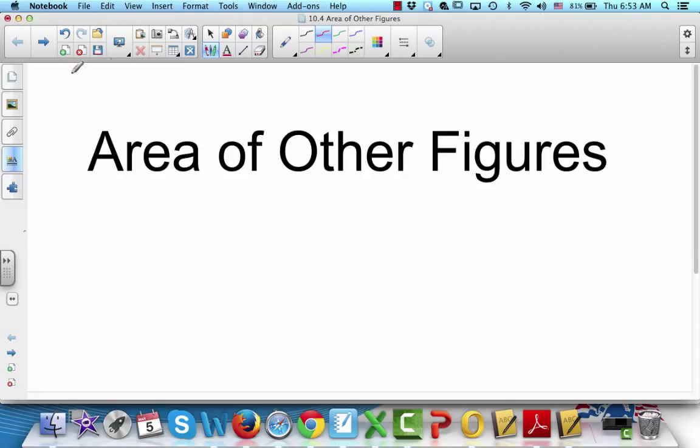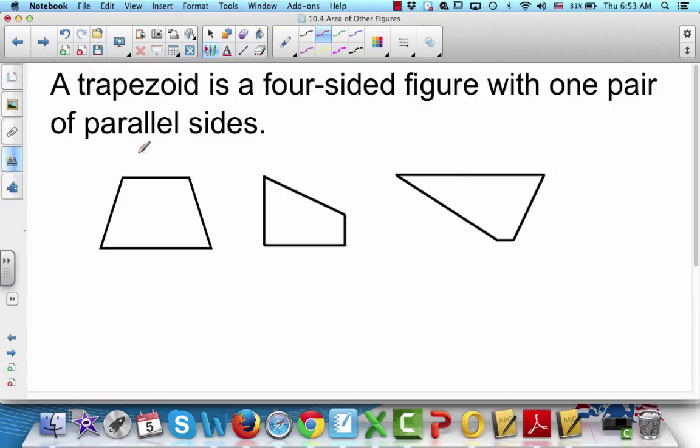Area of other figures. Okay, you've been doing parallelograms and rectangles and squares and triangles, and now you're going to be doing some other figures, and the first one is a trapezoid. A trapezoid is a four-sided figure with one pair of parallel sides. See, this is your four-sided figure, and these are your parallel sides right here.